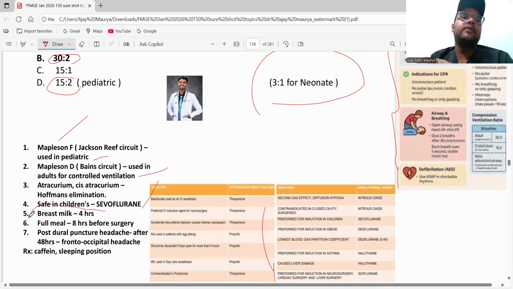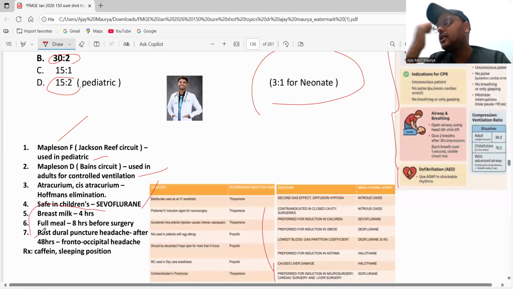These are the pre-op fasting times. Remember, breast milk you have to avoid 4 hours prior to surgery, and formula milk 6 hours. Full milk 8 hours before surgery, light milk 6 hours before surgery, and water 4 hours before surgery. Done.